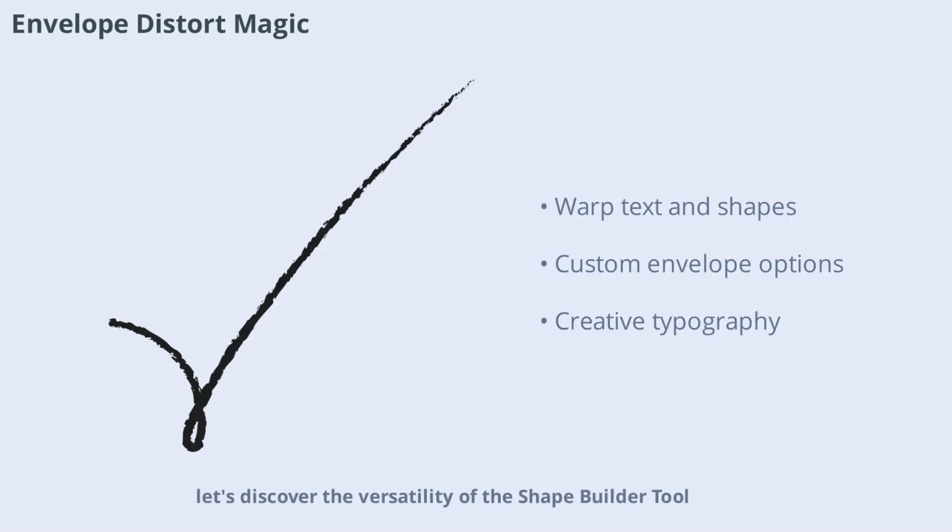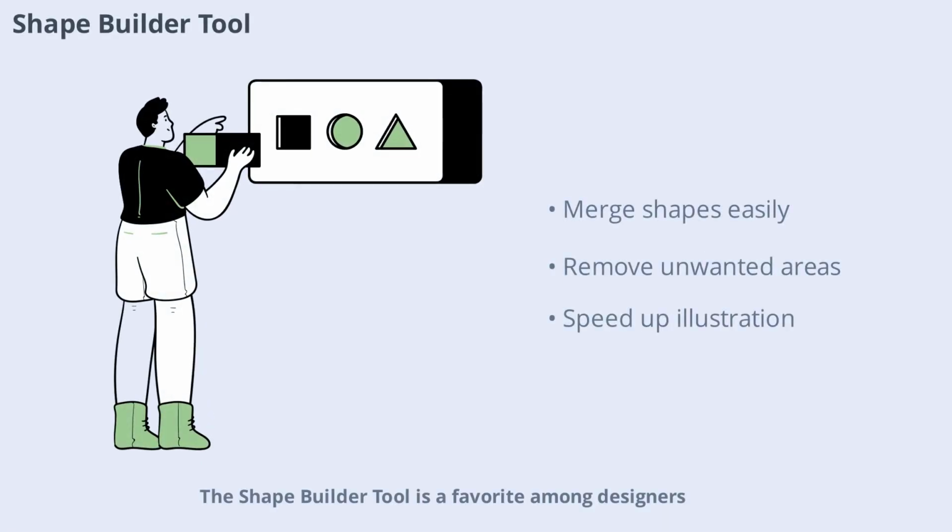Now, let's discover the versatility of the Shape Builder tool. Shape Builder tool is a favorite among designers for its intuitive approach to combining and editing shapes. Simply drag across overlapping areas to merge or remove sections, making complex illustrations much easier to construct. This tool is especially handy for logo design, iconography, and abstract art. It streamlines the process of building intricate graphics from basic shapes, reducing the need for multiple steps. Once you get comfortable with the Shape Builder tool, you'll find your workflow becomes much more efficient.